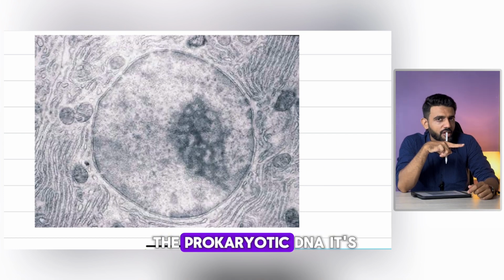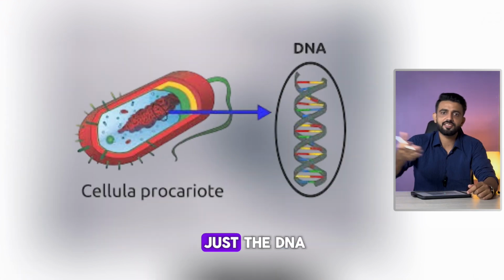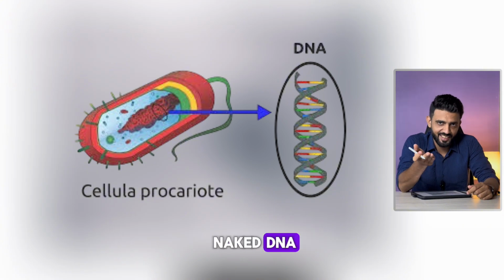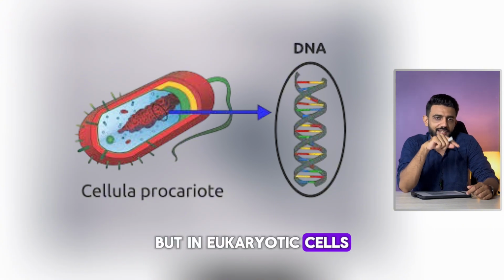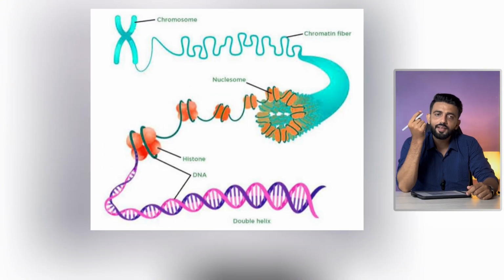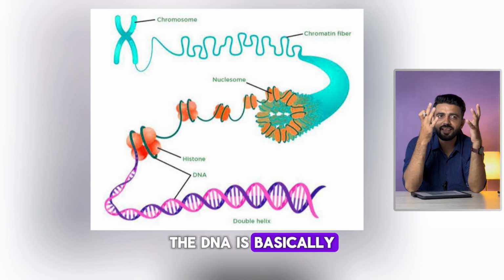If we look at the prokaryotic DNA, it's just the DNA. We call it the naked DNA. But in eukaryotic cells, in eukaryotic nuclei, the DNA is basically in the form of chromosomes.